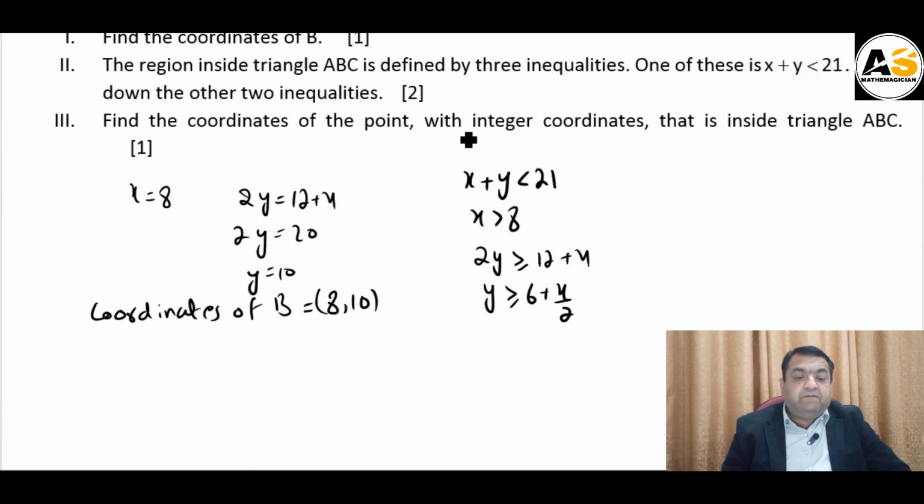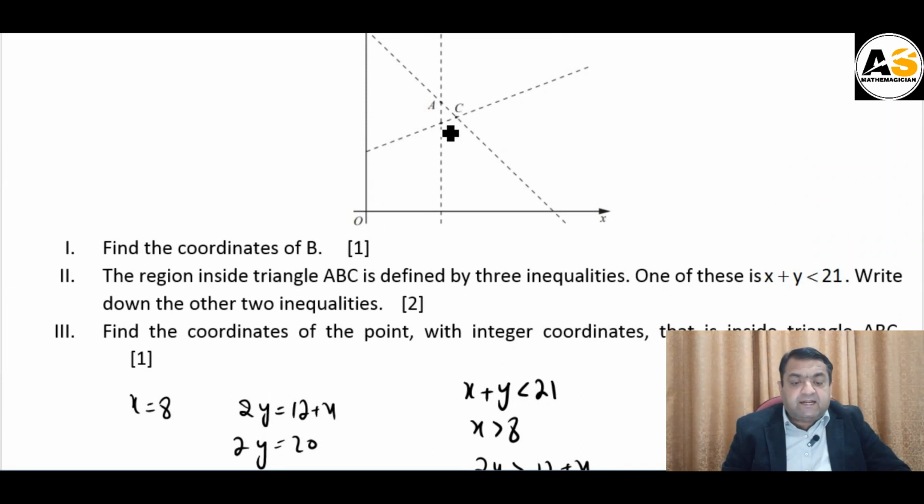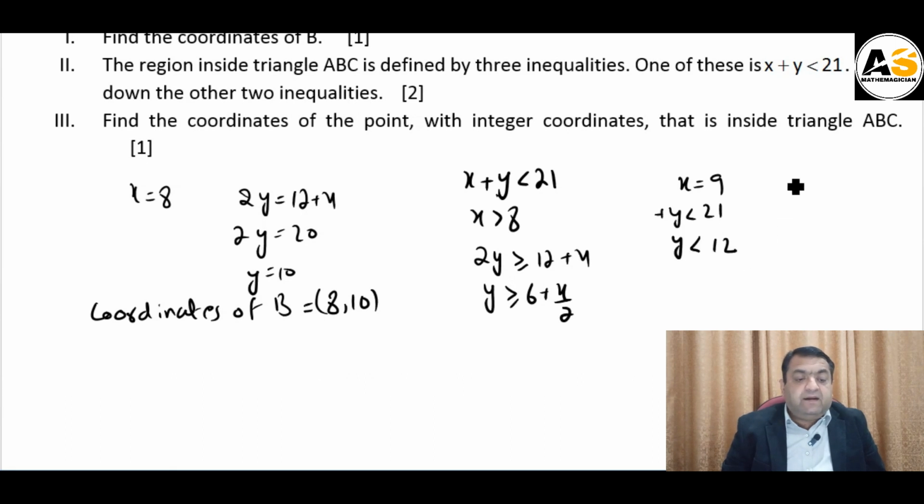Find the coordinates of the point with integer coordinates that is inside triangle ABC. Any point inside triangle ABC is to the right of this line x is equal to 8. So its minimum integral value will be x is equal to 9. And for x is equal to 9, this inequality becomes 9 plus y is less than 21, y is less than 12. Right? And for the third inequality, y is less than or equal to 6 plus 8 over 2, y is less than or equal to 6 plus 4, 10.